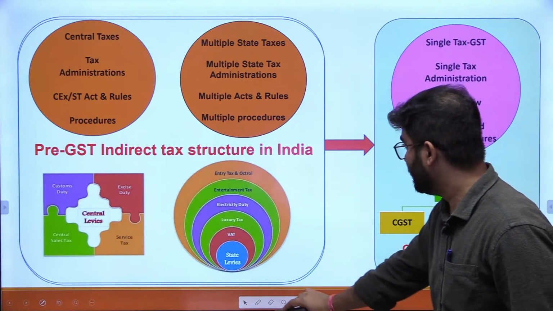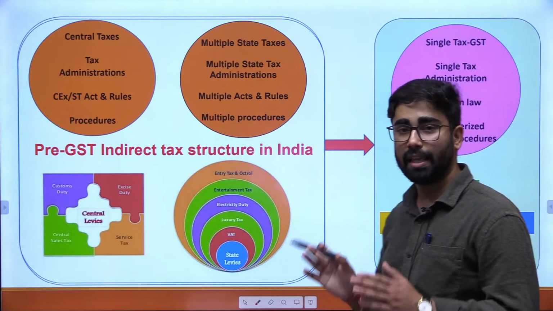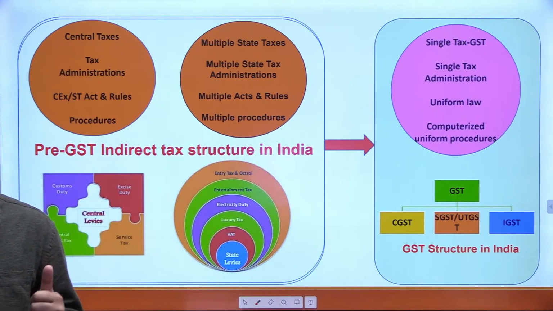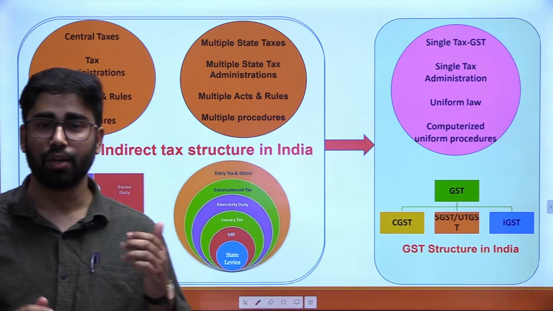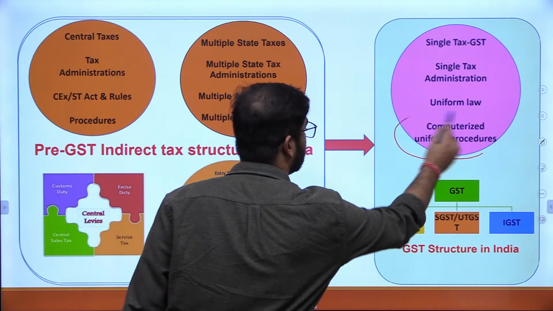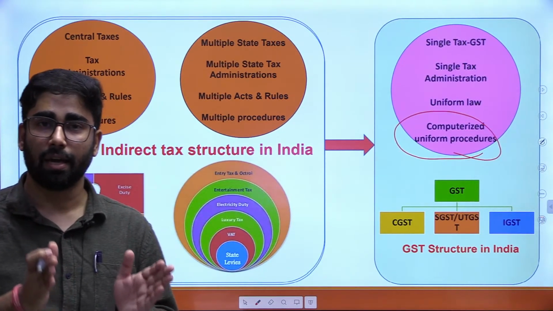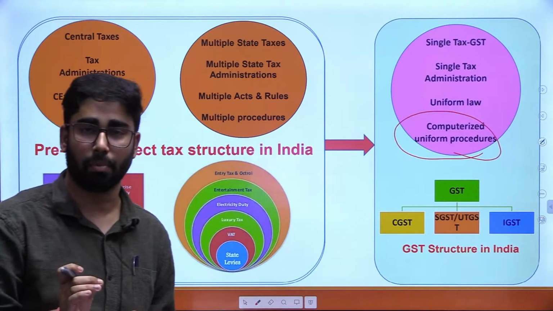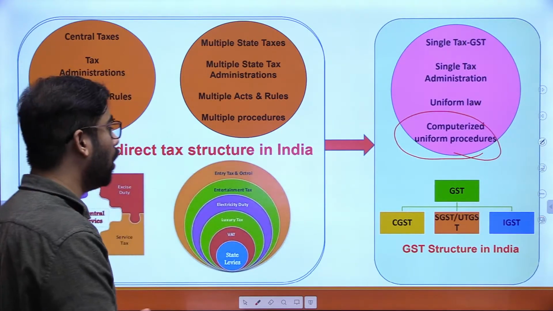Now, the pre-GST indirect tax structure in India shows that there were so many taxes before GST, and after GST there was a single tax, that is GST. There was a single tax administration, a uniform law and computerized uniform procedures. The infographic is here to show you just that. Before GST, there were so many taxes being levied, and after GST it becomes so simple to fill your taxes and to comply with the existing law of the land.